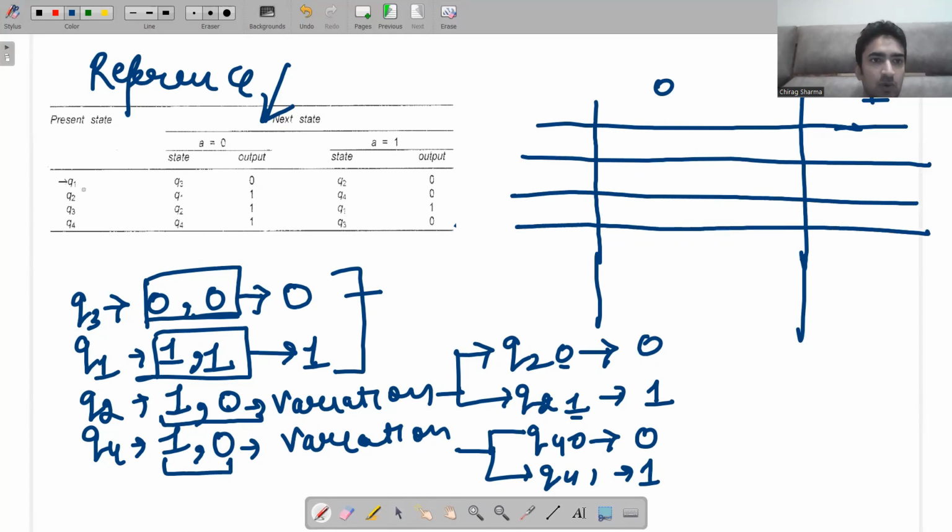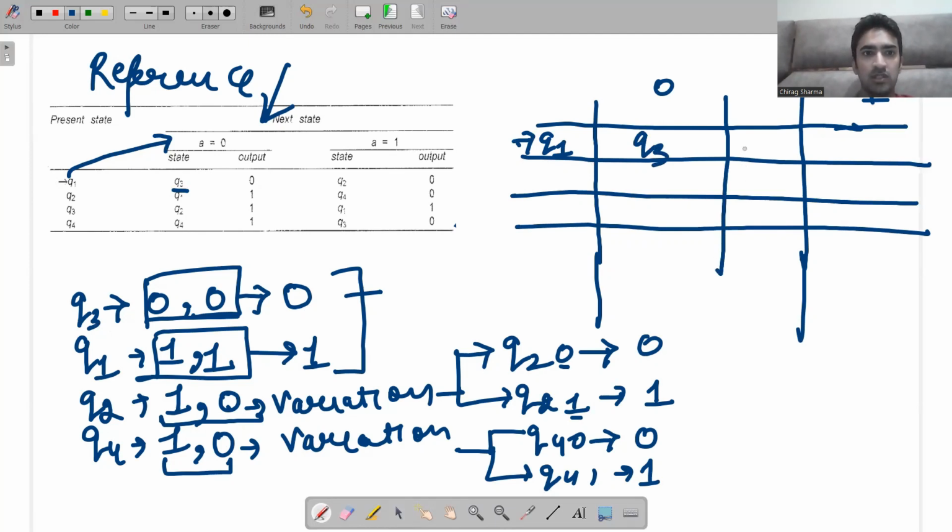So I start with Q1. So Q1 is my initial state. So I will start it with Q1. So Q1 when it is given 0, it goes to Q3. So I will check whether we have two variants of Q3. Q3 doesn't have any variant. So I'm writing Q3, and output of that particular transition was 0. So I'm writing that directly.